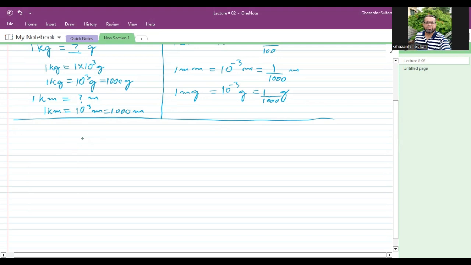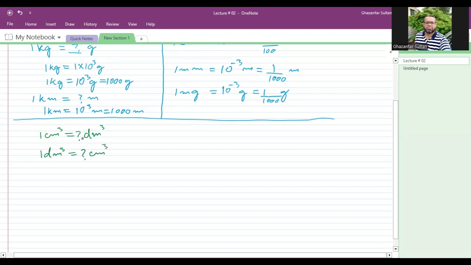For example, you want to know how many centimeter cube are equal to 1 decimeter cube. What is the relationship between these? Or in other words, if we write 1 decimeter cube, then how many centimeter cube are equivalent to 1 decimeter cube?